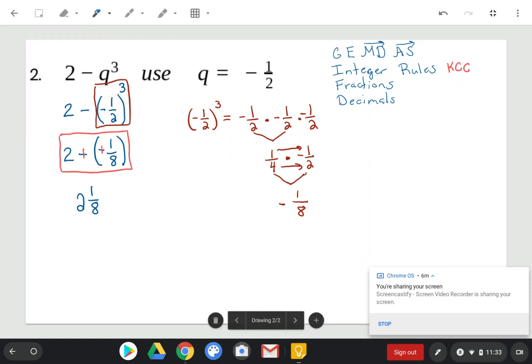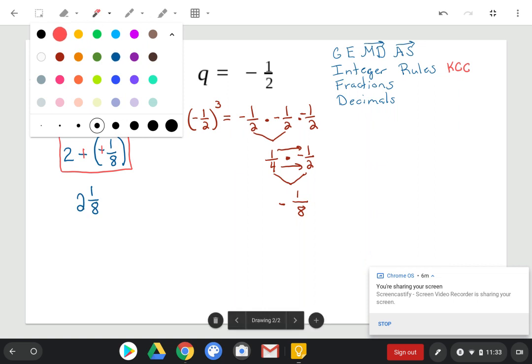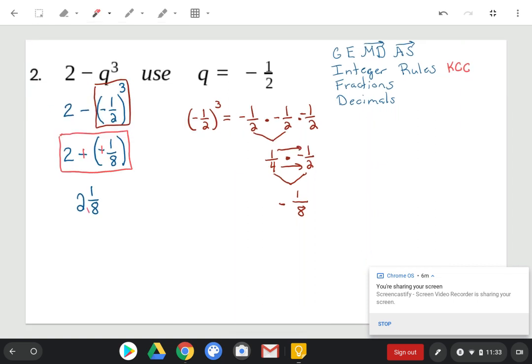If you wanted to express that as an improper fraction, you could also express it by multiplying the 8 times 2, which gives us 16, and then adding 1 to it, which gives us 17. So 2 and 1/8 is the same thing as 17/8. You could also, if you wanted to, express that as a decimal. As a decimal, it's going to be 2 decimal, and I think an eighth is decimal 125.